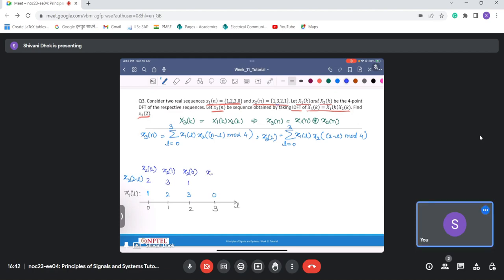And we have x2 of minus 1, which is equal to x2 of 4 minus 1, which is x2 of 3. So this x2 of 3 is equal to 1. Okay. So x3 of 2 is pointwise multiplication of this and adding them. So it is 2 into 1, which is 2, plus 3 into 2 is 6, plus 1 into 3 is 3. So this comes out to be 11. So this is the value of x3 of 2.